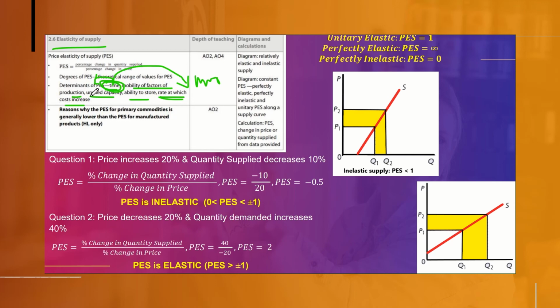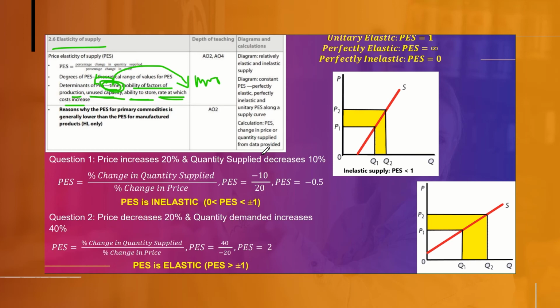And unused capacity: if the firm has already used full capacity, then PES will be inelastic, and if it has not used full capacity, then PES will be elastic. When price changes, the firm can immediately decide to use the unused capacity resources. And the ability to store: if the firm is able to store its product for a longer time period, then it is elastic, and if it is not possible to store for a longer time period, then that is inelastic.